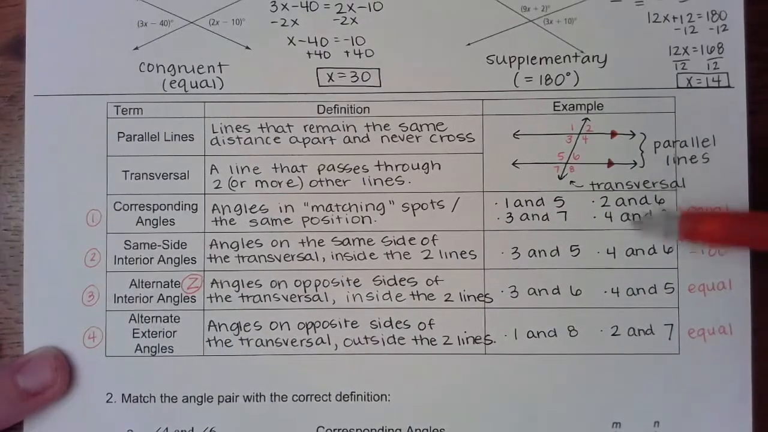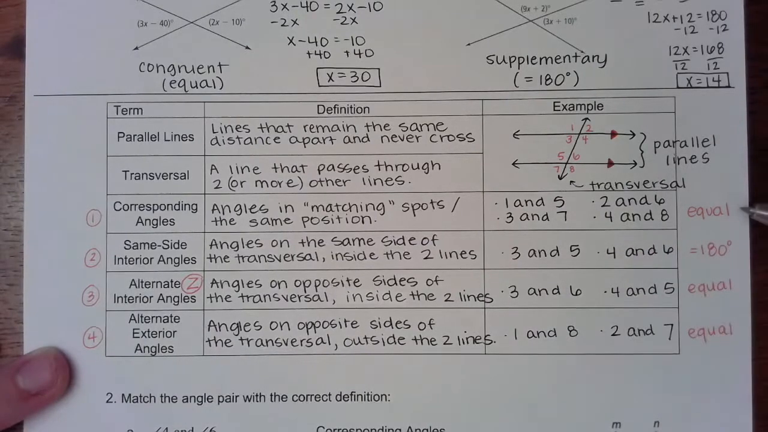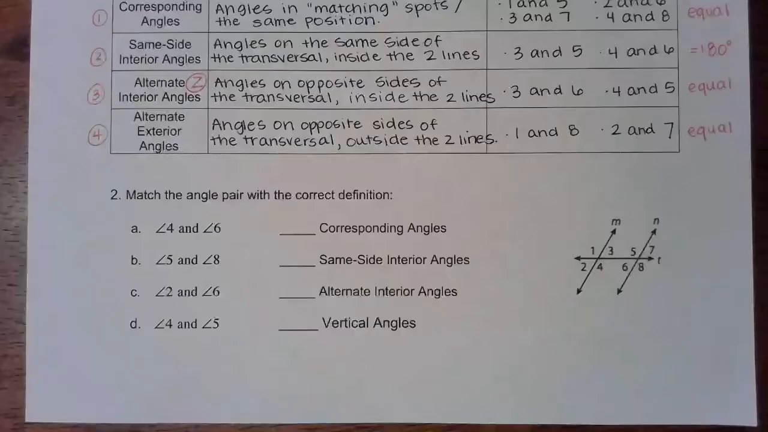So corresponding, alternate interior, and alternate exterior angles are all equal to each other if the lines are parallel. Same side interior angles are the only ones that are different. They're supplementary when the lines are parallel. They add up to equal 180 degrees. So that was a lot of new vocab all at once. We put question 2 on the notes so that we could slow down a little bit and practice the words.